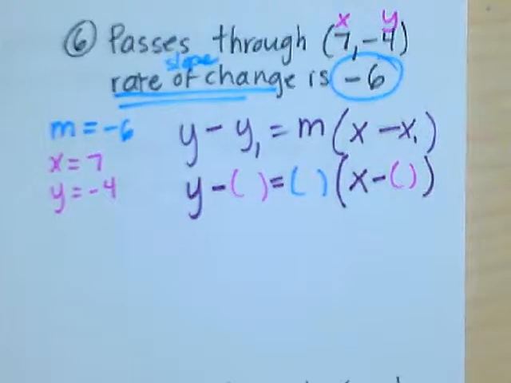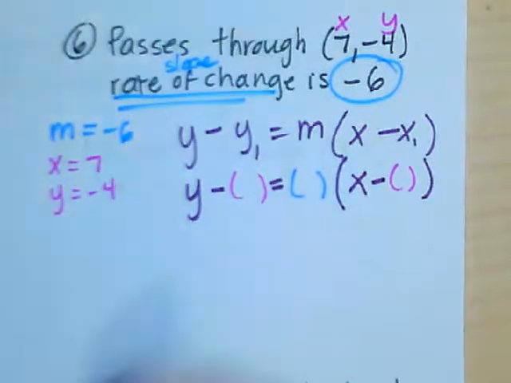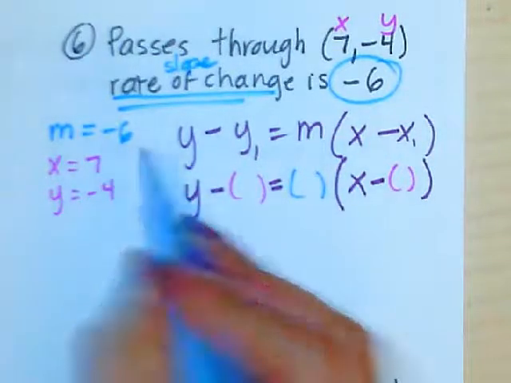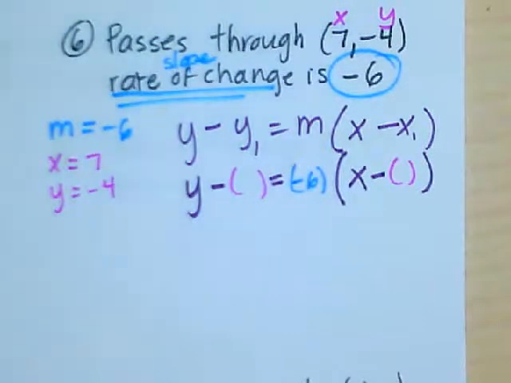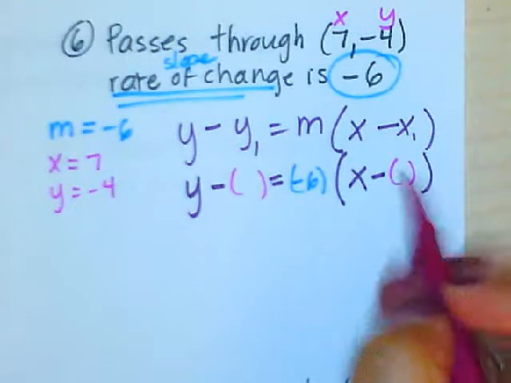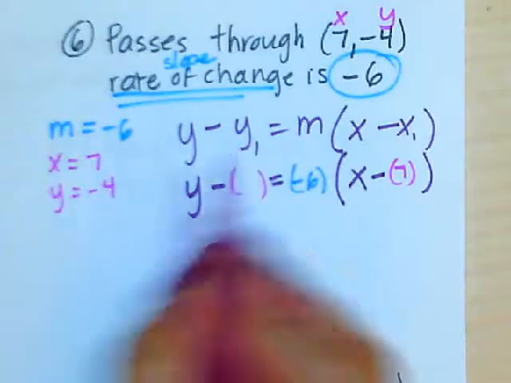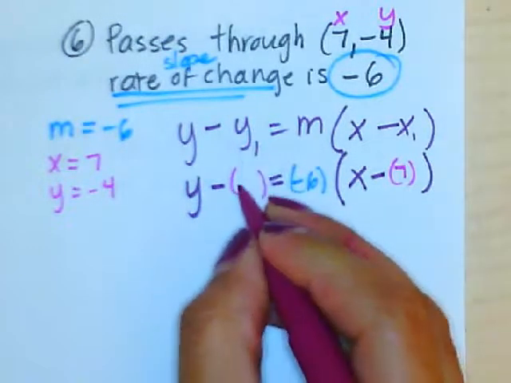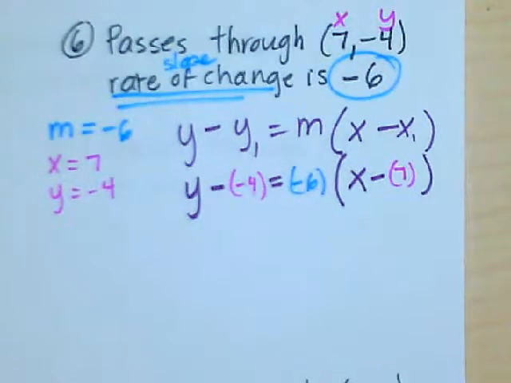Okay? Now I'm going to plug in what I'm missing. The m that goes here is -6, so I'm going to plug it in. The x is 7. Here's the x. The x will be 7. And the y is -4. Here's the y, so -4.